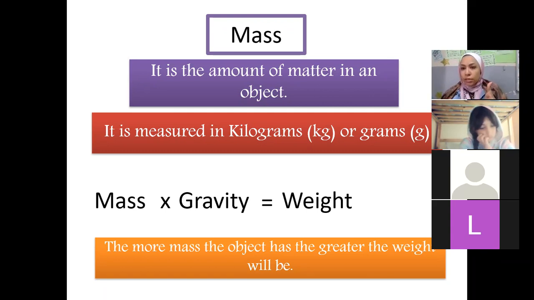Okay, what about the weight? The weight is how much the gravity makes an effort in order to pull your mass to the ground. So the weight is always related to the gravity, and this is why your weight changes whether you're on Earth or on the moon or on Mars. And the weight is a type of force. When we measure the weight, we use the unit Newton because it is a type of force. Any force in the world, we measure it by the unit Newton.